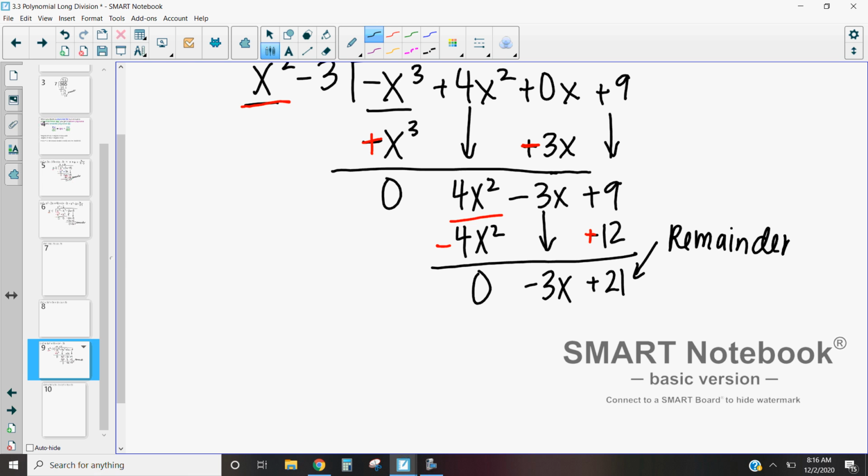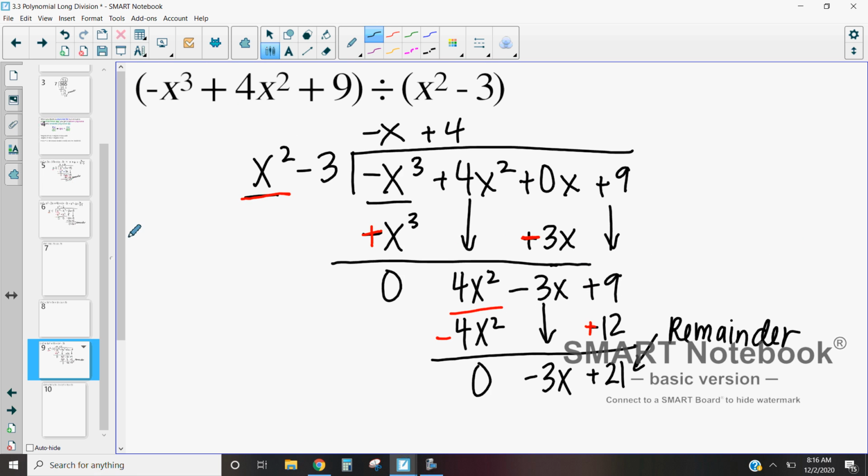So what that means is as we're writing out our quotient up here, or our answer to this, we end up getting that negative x cubed plus 4x squared plus 9 divided by x squared minus 3 is actually going to be negative x plus 4 plus negative 3x plus 21 over x squared minus 3.